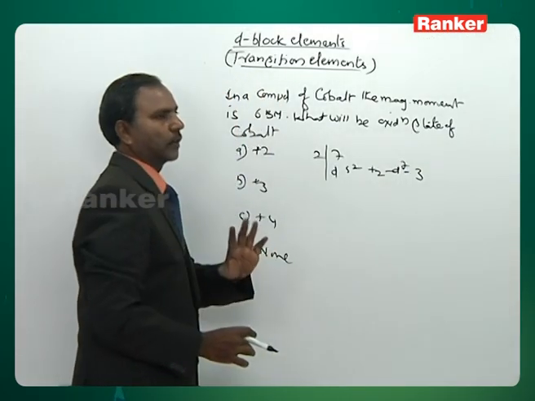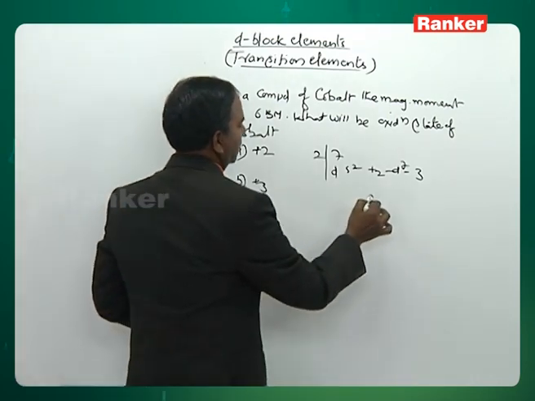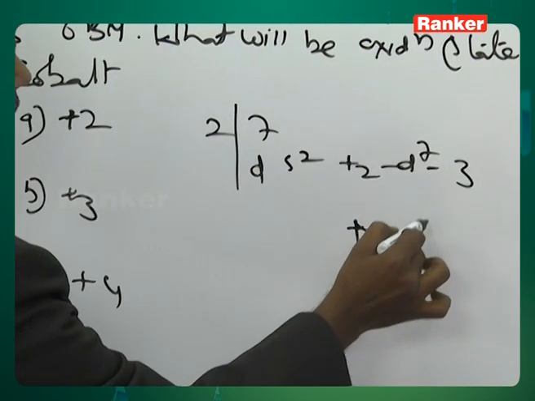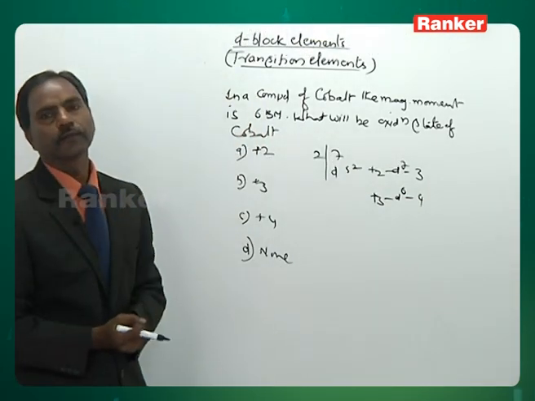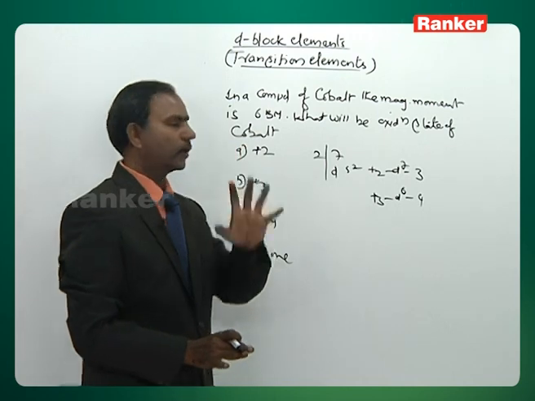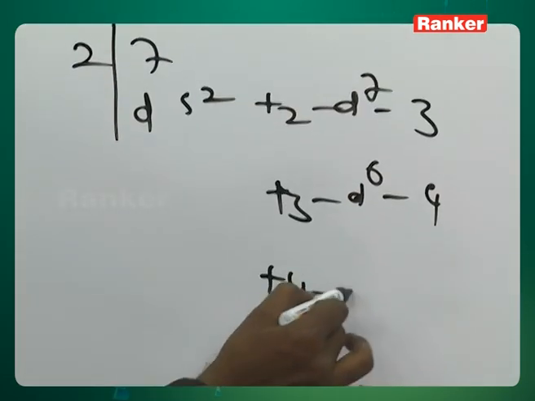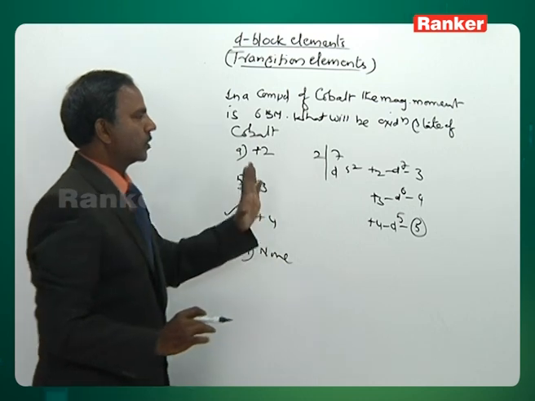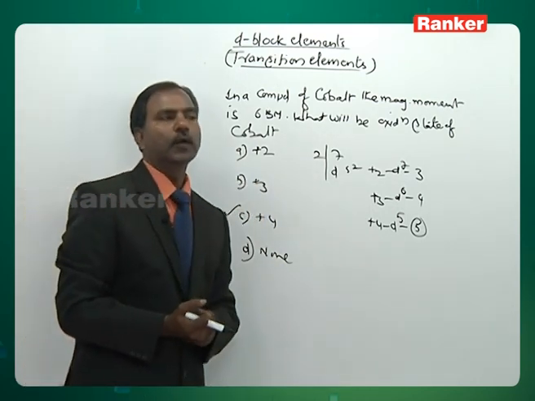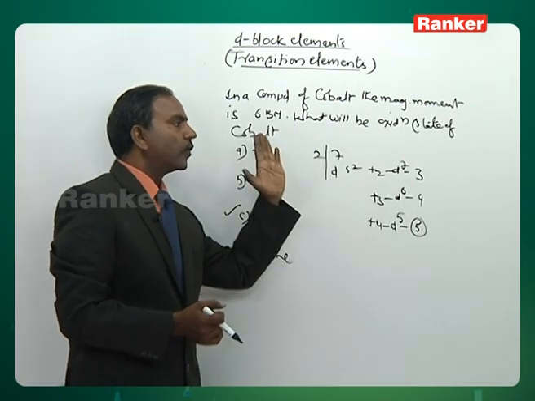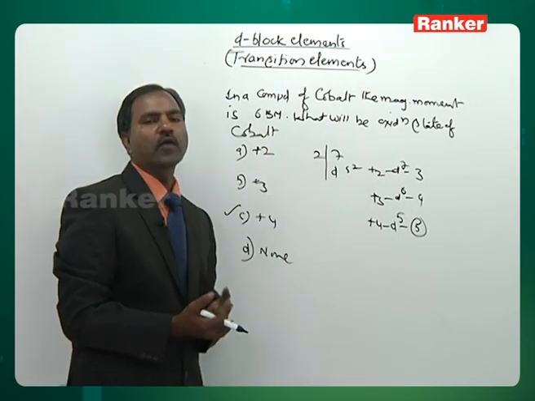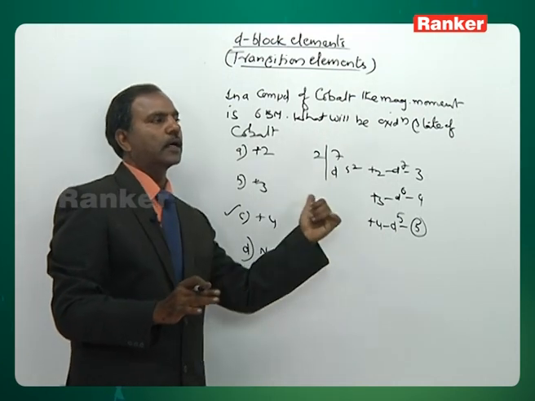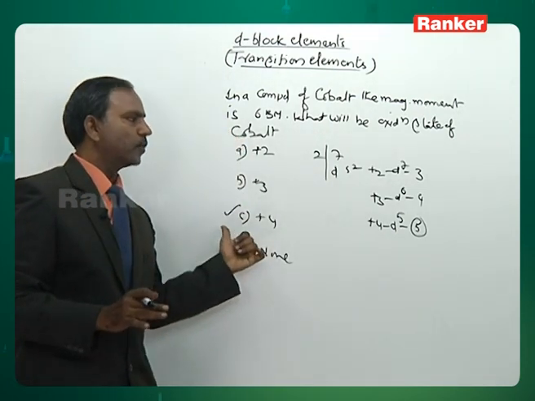Therefore, spin angular moment plus orbital angular moment. This we can also show by an equation, mu s plus l, where s stands for spin angular moment and l stands for orbital angular moment. The equation for mu s plus l is equal to the square root of 4s(s+1) plus l(l+1). This stands for orbital angular moment. Now, in d block elements, especially in the 3d series, this orbital angular moment is completely quenched by the ligand fields.